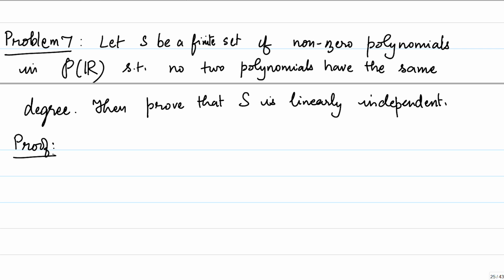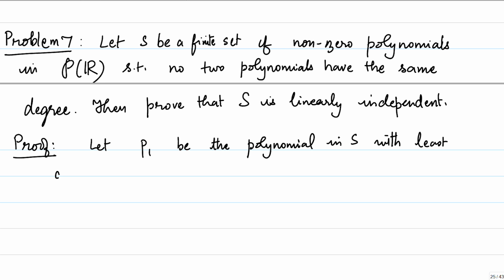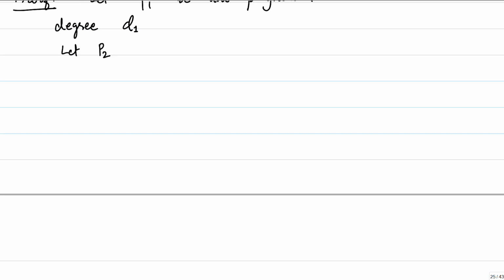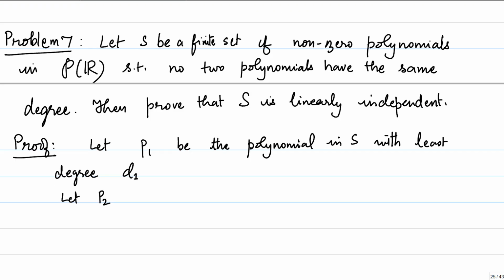So, we know that S is a finite set which has distinct degrees, right? So, what we will do is, we will pick the polynomial in S which has the least degree. So, let P1 be the polynomial in S with least degree. Let us say it is D1. P2, similarly, be the polynomial which has least degree, however greater than D1. We know that least degree is D1.